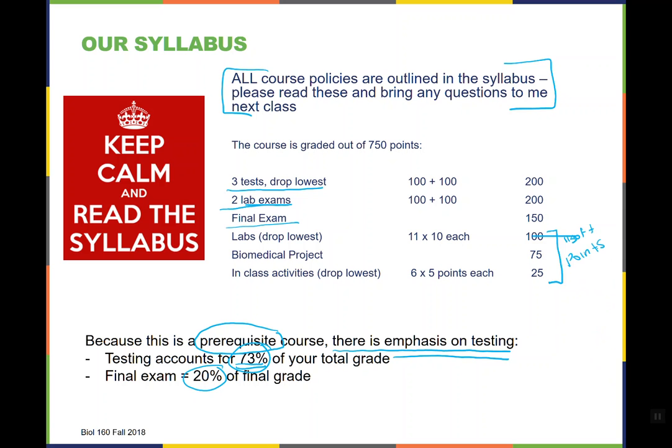So soft points are points that are group in nature, so you're going to have the assistance of your classmates to help you get as many points as possible. And they're just easier to earn than hardcore testing points. So this represents your cushion in the class. And also in a couple cases, we allow you to drop the lowest of a series of assignments. So you get to drop one of your midterms, you get to drop your lowest lab module, and you get to drop your lowest in-class activity. So this is a cushion as well.